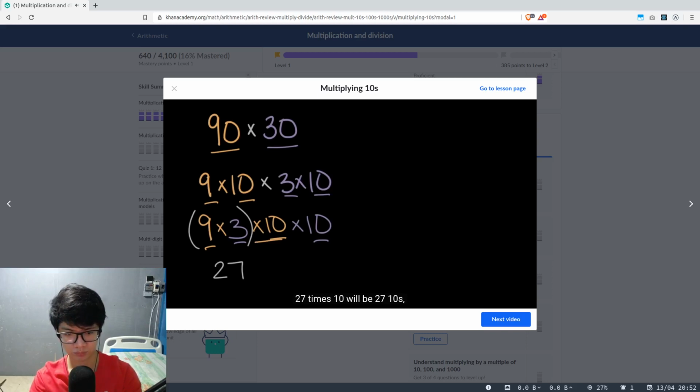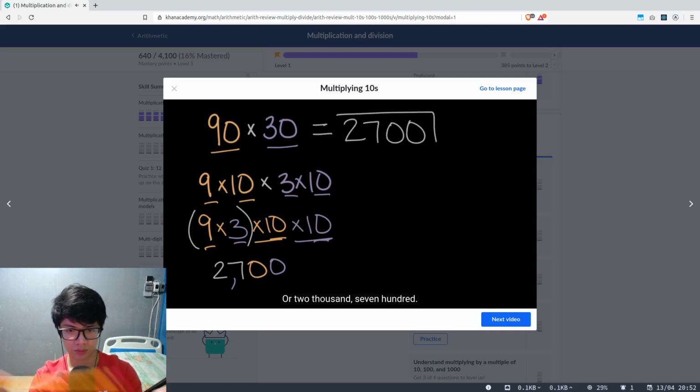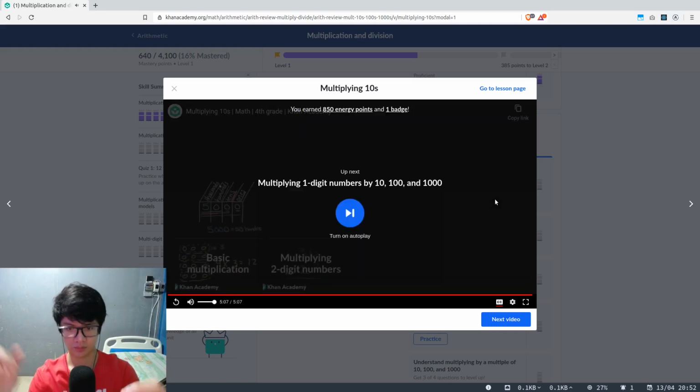27 times 10 will be 27 tens, or 27 with a 0 on the end. And 270 times 10 will be 270 tens, or 270 with a 0 on the end. So going back to the original question, 90 times 30 is equal to 2,700. Cool.